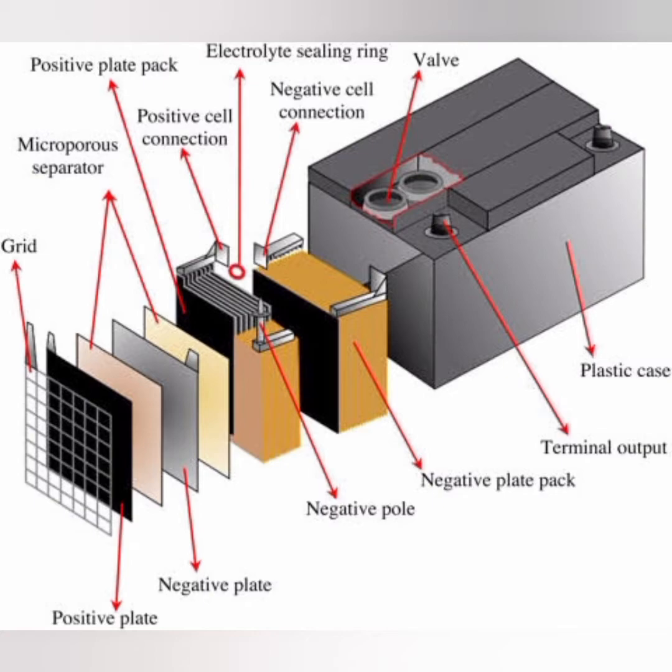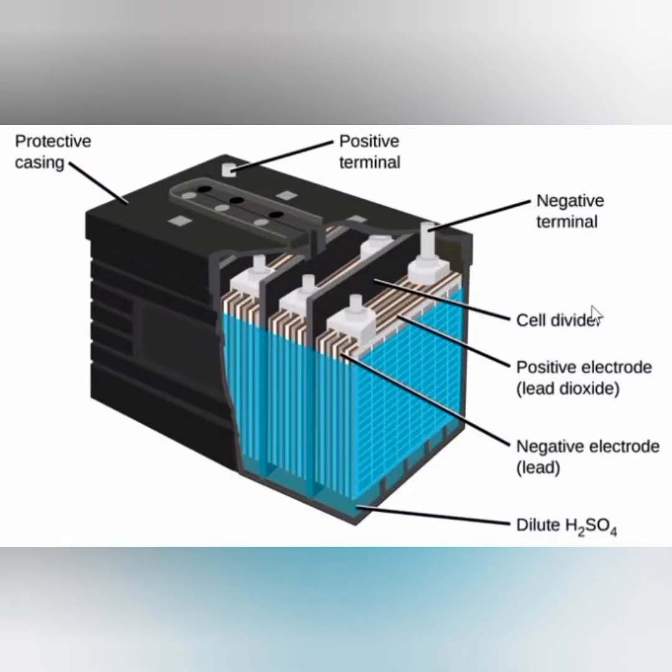So all this will be sealed in a complete pack as a battery. So this is how the battery will be. The protective case is the outer covering, then the positive and negative terminals for connecting with the load, then the cell divider, which is your separator, then the lead electrode, which means your negative electrode, then the positive electrode of lead dioxide or lead peroxide, then dilute H2SO4, which means the electrolytic solution. Sulfuric acid is your electrolytic solution, in the ratio of 3 to 1 with the water.